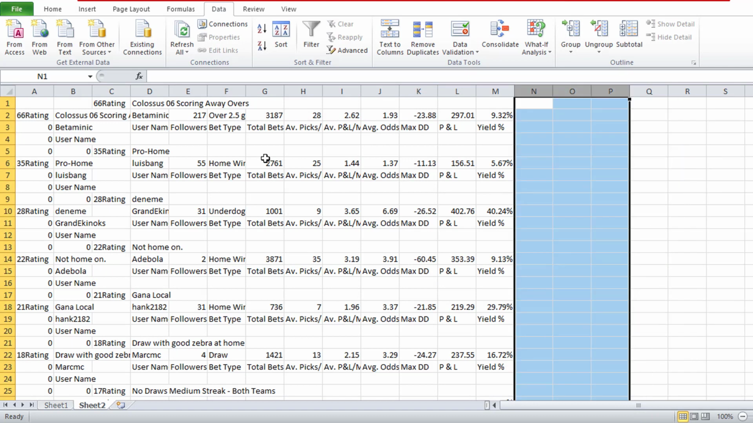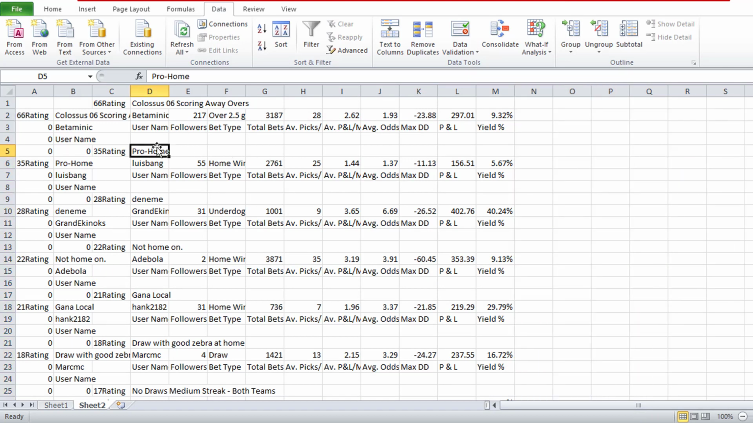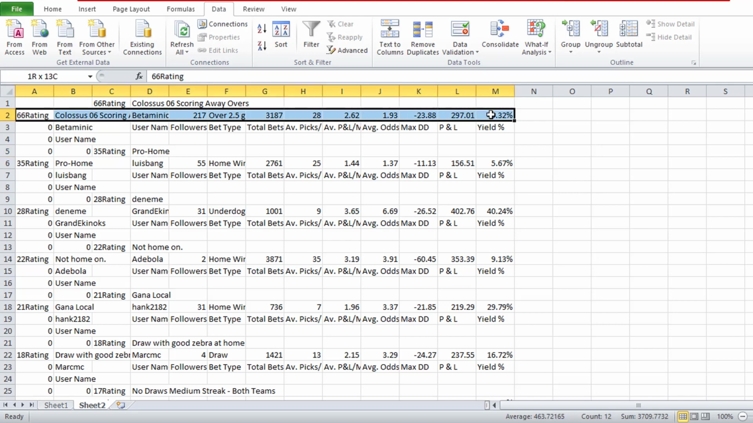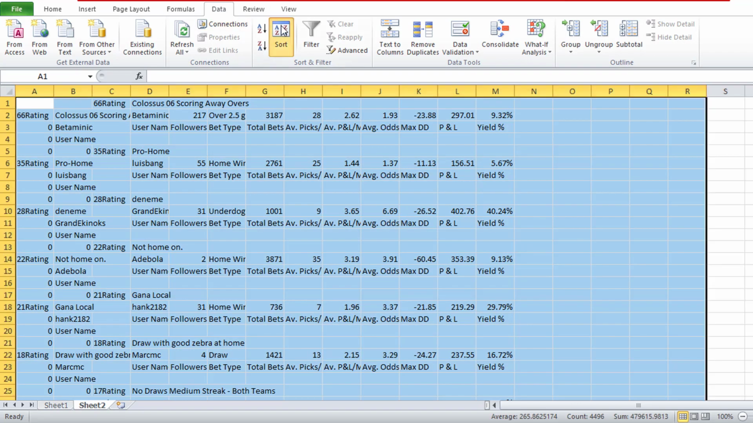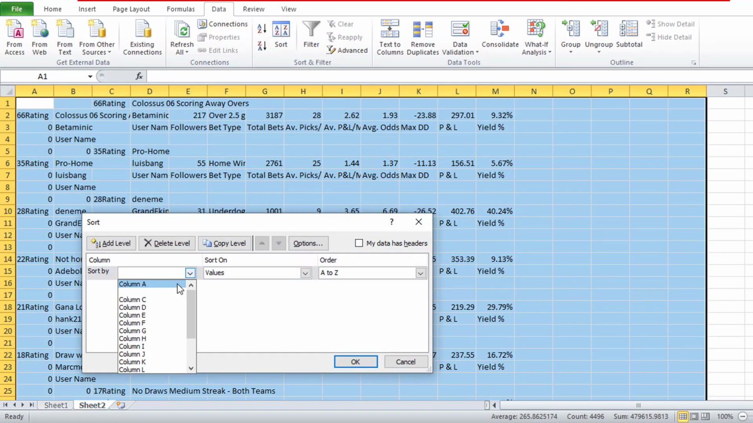Next, I'll get rid of these columns because I don't need them. And now I can sort the data so it's all together. So I want to sort it by a column that just has the kind of data I want. So I'm going to sort it by column A, just alphabetically, well, alphanumerically.